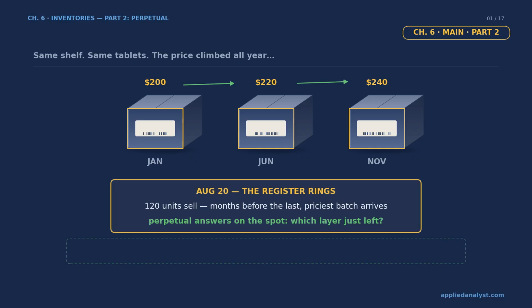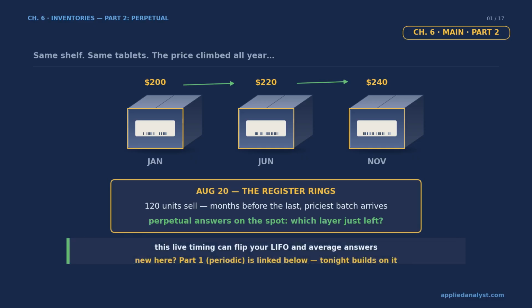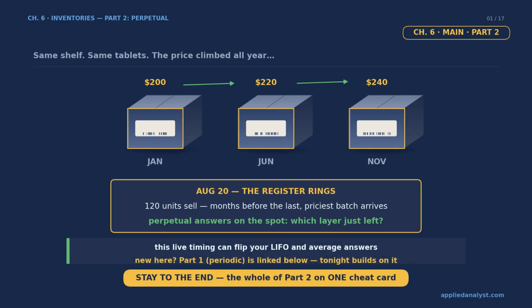Perpetual can't wait. The second that sale rings up, it asks, right now, which layer did those units leave from? And it updates cost of goods sold and inventory on the spot. That live timing is the whole story tonight. FIFO, LIFO, and the moving average, all under the perpetual system, and it can quietly flip your LIFO and average answers. And stay to the end, because the whole of Part 2 lands on one cheat card.